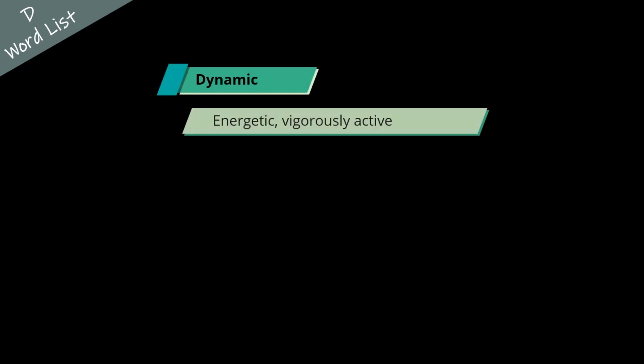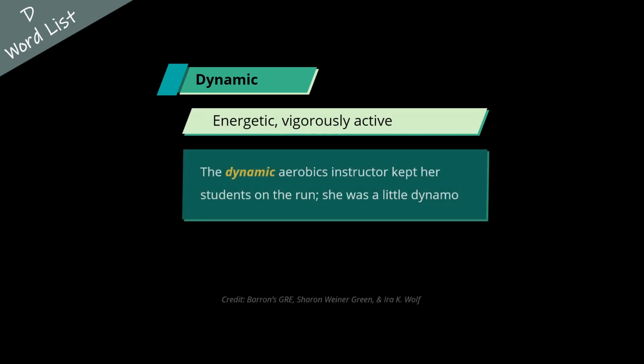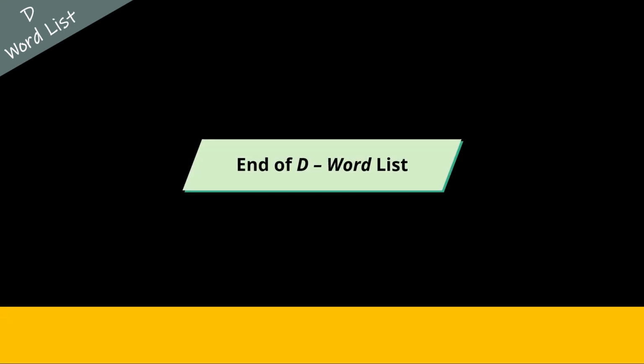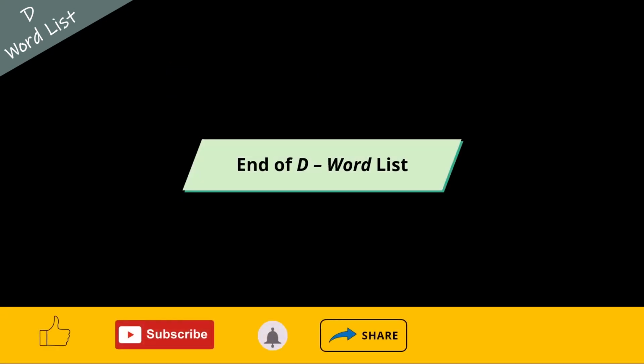Dynamic means energetic, vigorously active. For example, the dynamic aerobics instructor kept her students on the run. She was a little dynamo. End of the word list with words starting with letter D.